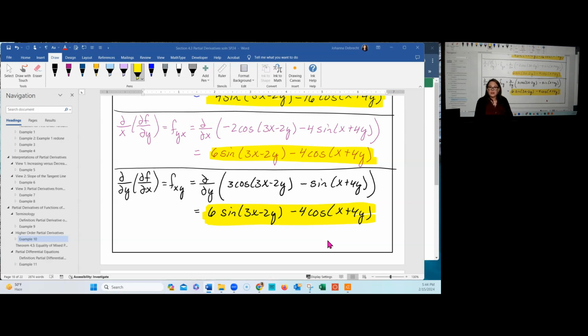This does make it much easier to determine when they're going to be the same by determining whether or not those second mixed partials will be continuous functions.